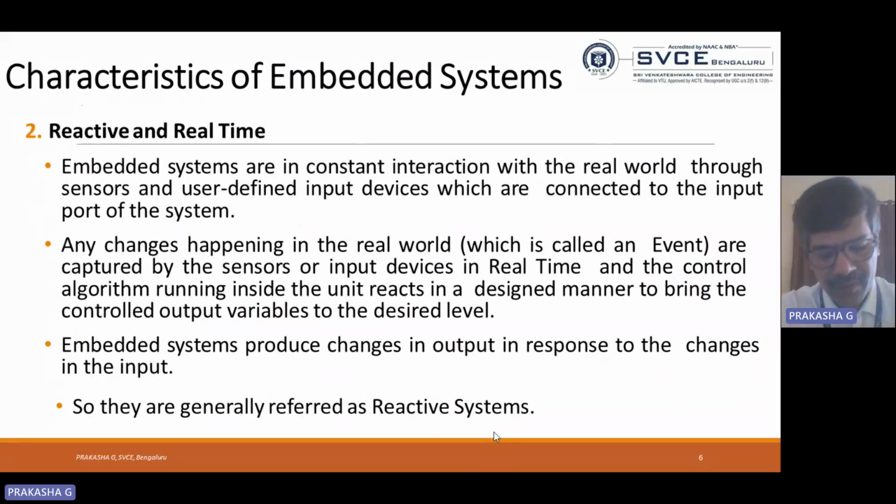See, an example is a temperature sensor. Temperature keeps varying; in a single day, from morning till evening, it keeps changing. The sensor connected to the embedded system captures the temperature, and based on it the embedded system performs, generates some activity and gives the desired output. Embedded systems produce changes in output in response to changes in the input. That is the example I have given, so they are generally referred to as reactive. Reactive means if the input changes, the output changes.